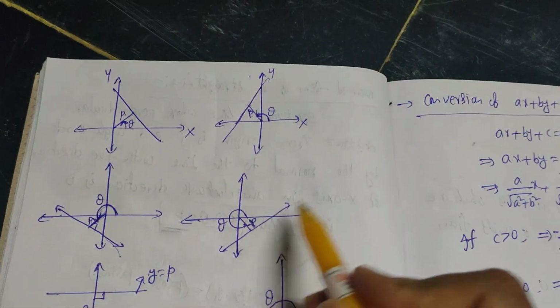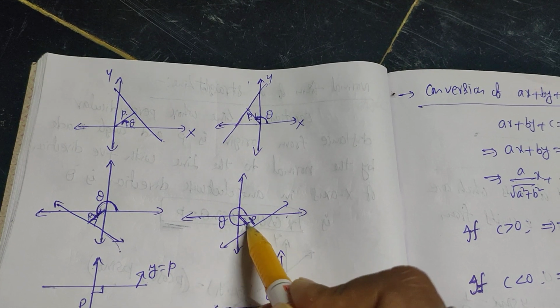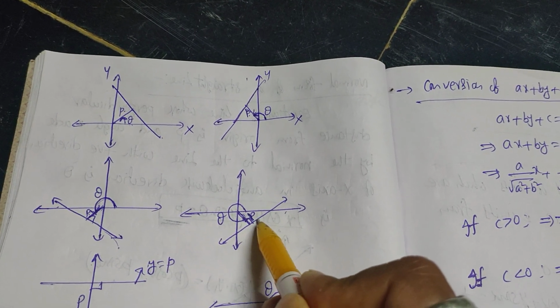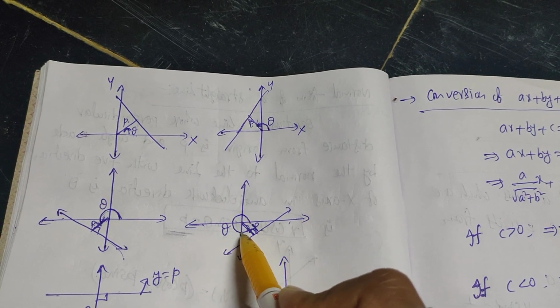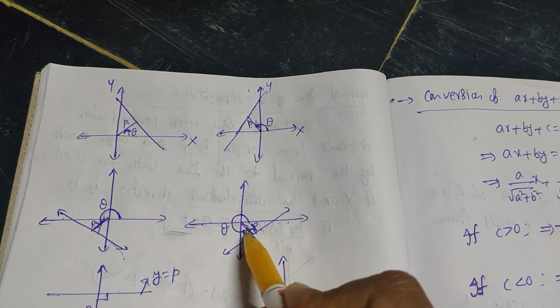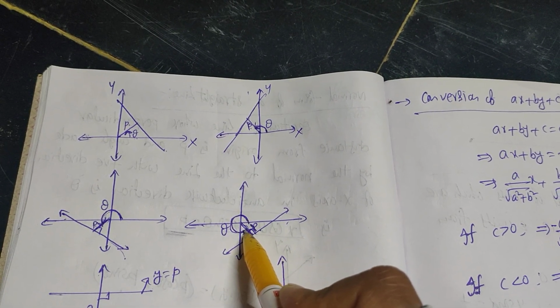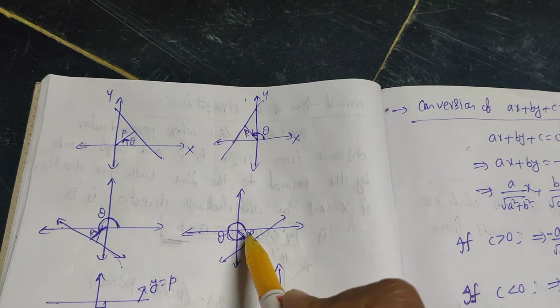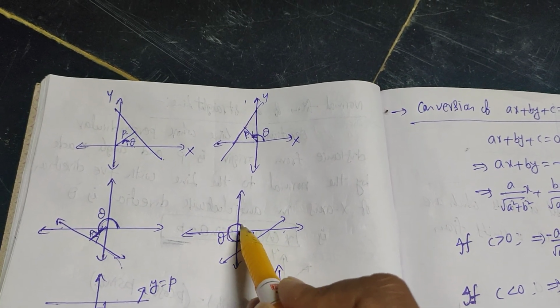Next one, if the straight line is here, it is the normal, and this normal distance is some p, and this normal makes an angle theta with the positive direction of the x-axis, meaning this is the total one. From here to here we have to start. Now the angle between the x-axis and this straight line, this is the angle.